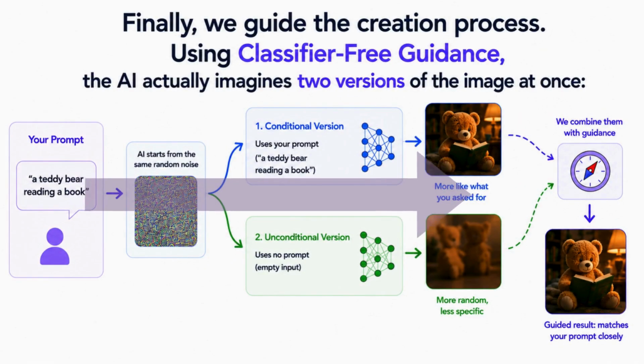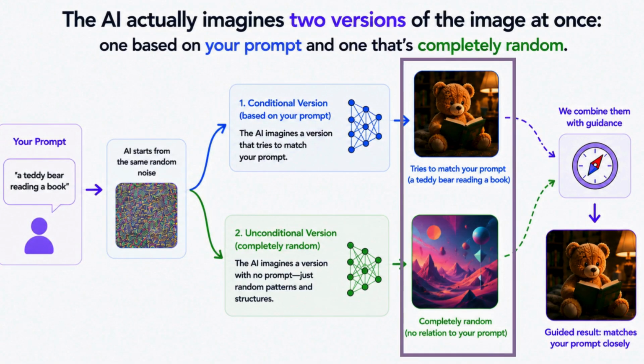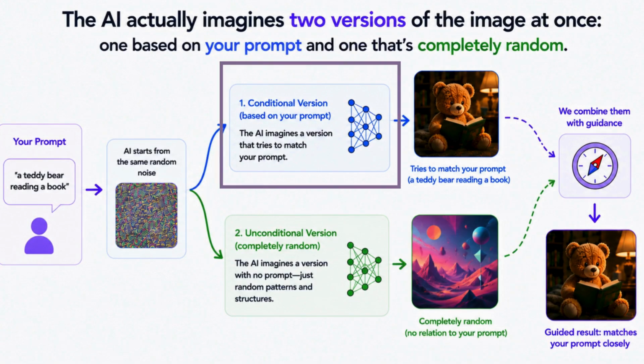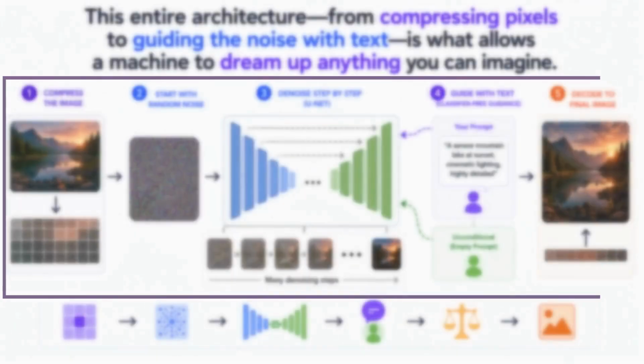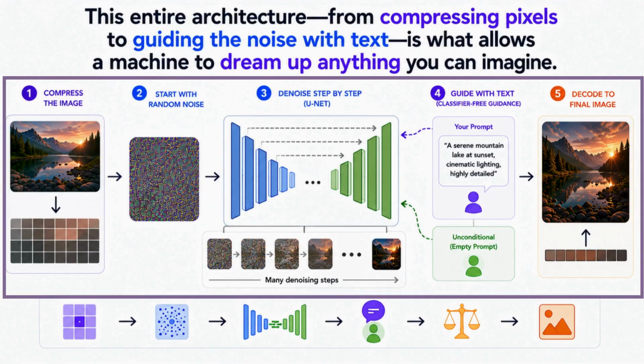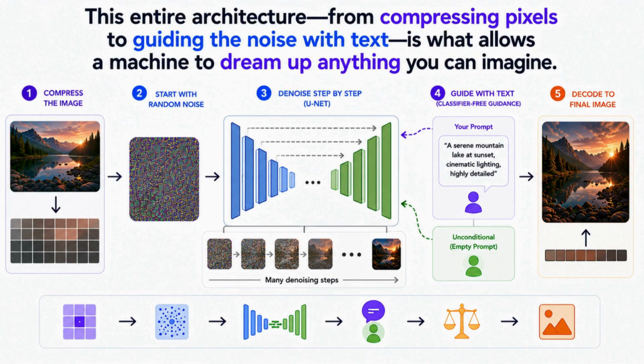Finally, we guide the creation process. Using classifier-free guidance, the AI actually imagines two versions of the image at once, one based on your prompt and one that's completely random. By looking at the difference between the two, it pushes the final image to follow your instructions more strictly, resulting in the high-quality AI art we see today. This entire architecture, from compressing pixels to guiding the noise with text, is what allows a machine to dream up anything you can imagine.